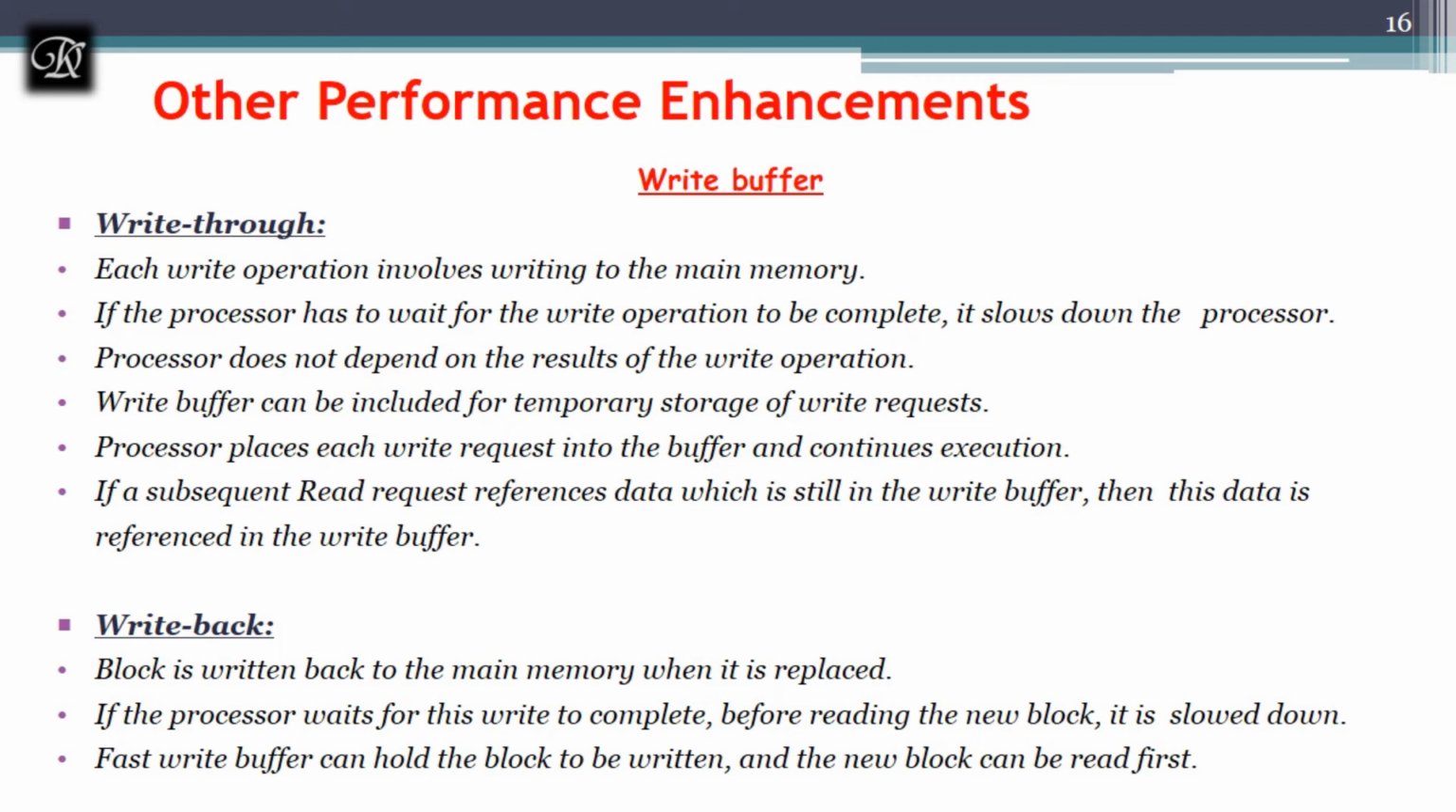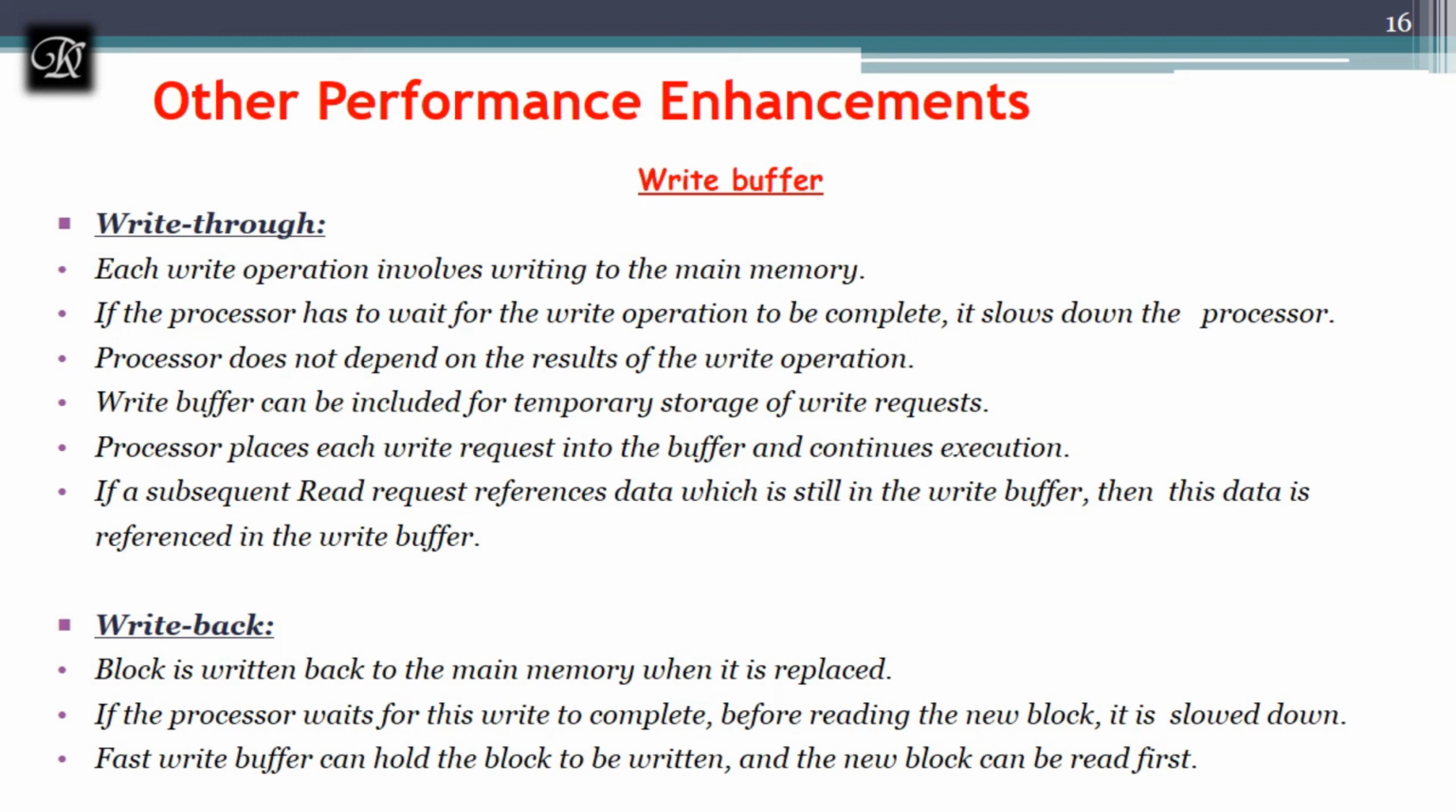So if it is available in the buffer, then it can be accessed faster than it is available in the memory. Write back protocol: the block is written back to the main memory when it is replaced. We have seen we are using the modified bit or dirty bit. Based on that, we decide that we have to update this in the RAM.